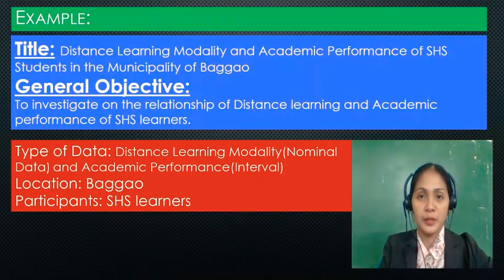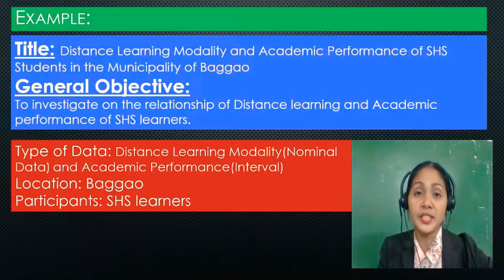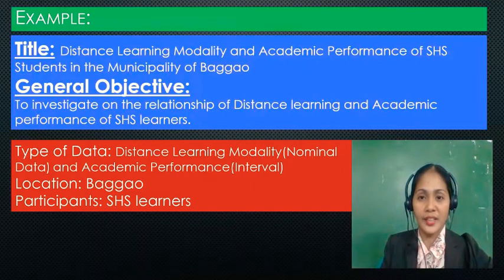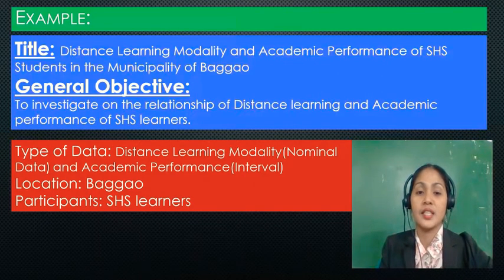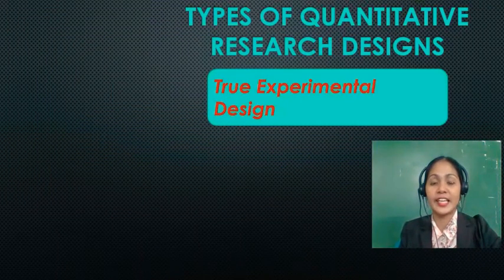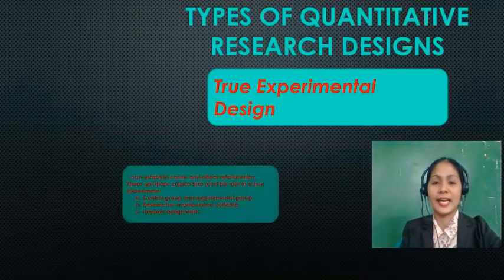Location could be in the municipality of Baggao and the participants are the SHS learners. Now take note that the two variables you are trying to test, their relationship, are the distance learning modality and academic performance.